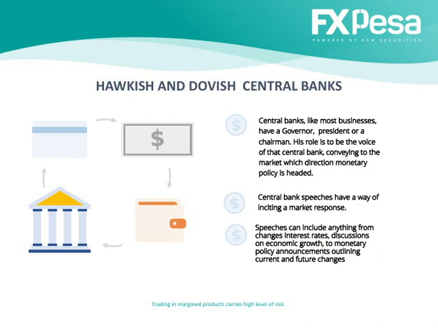5. Hawkish and dovish central banks. Central banks, like most businesses, have a governor, president, or a chairman. His role is to be the voice of that central bank, conveying to the market which direction monetary policy is headed. Central bank speeches have a way of inciting a market response, and the speeches can include anything from changes in interest rates, discussion on economic growth, to monetary policy announcements outlining current and future changes.